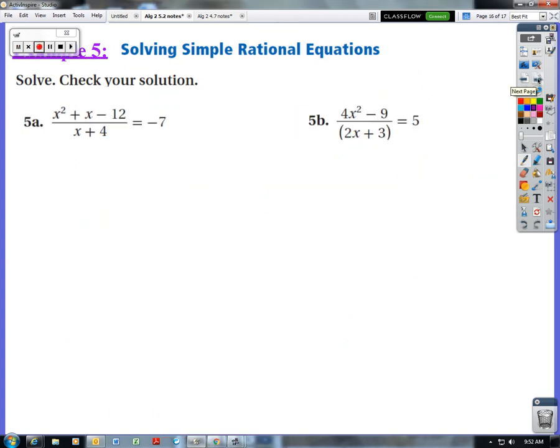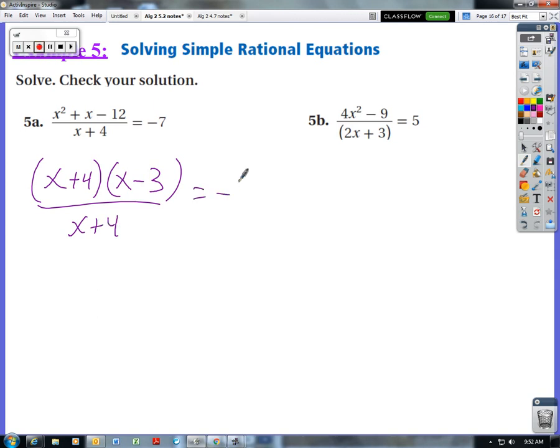And this is actually our last slide, so please do these on your own, and then I'm going to do them here real quick for you, as quick as I can without going too fast. This is going to be positive 4 and negative 3. X plus 4 equals negative 7. Those are going to cancel. X minus 3 equals negative 7. Add 3 to both sides, and I'm going to get x equals negative 4.